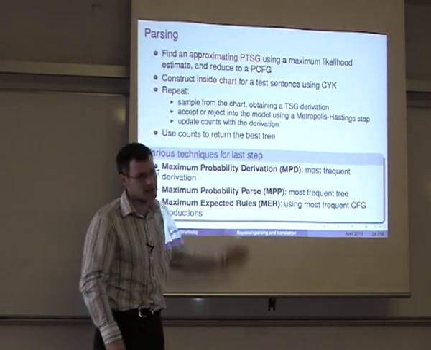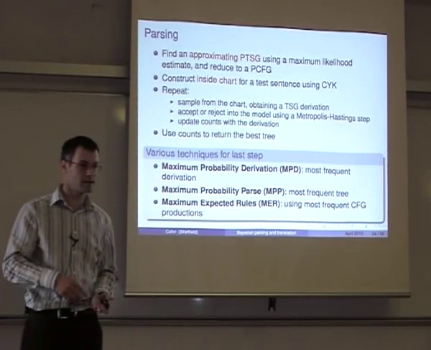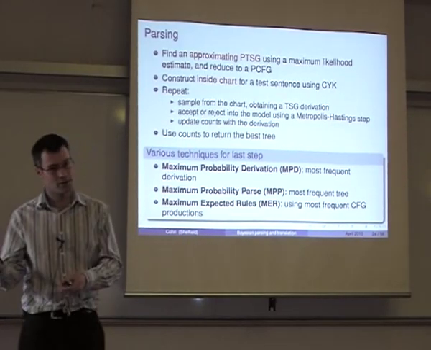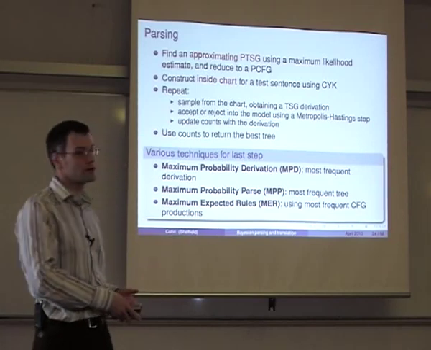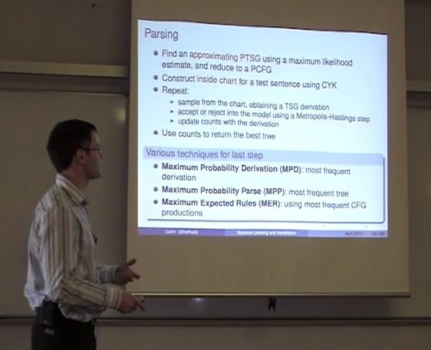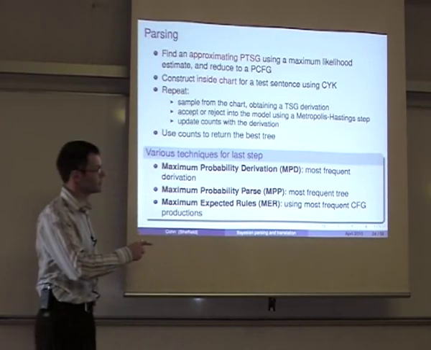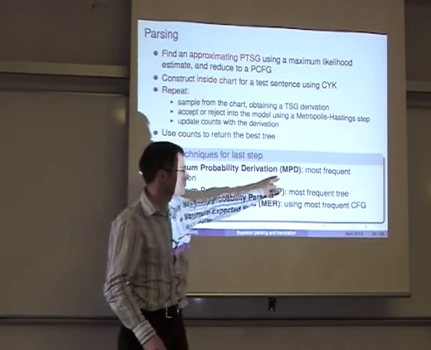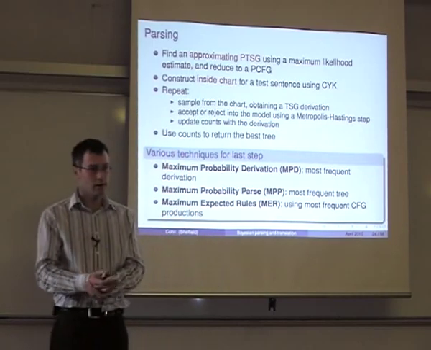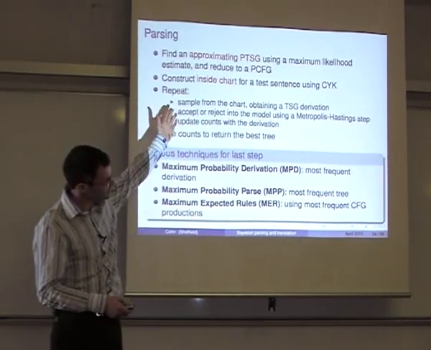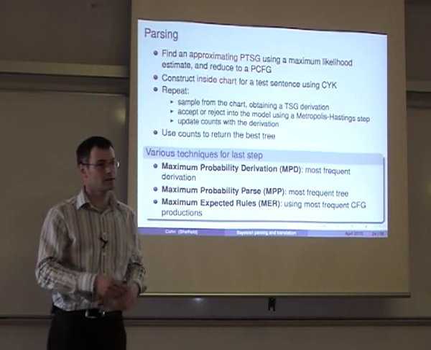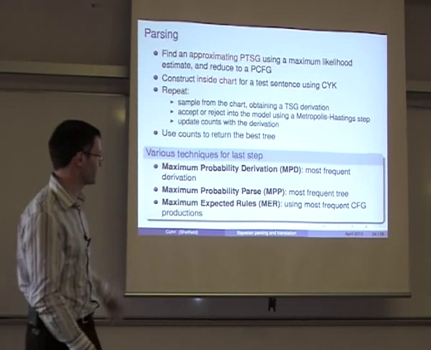So we get a whole lot of counts. In fact, for every test sentence, we do this 1,000 times. We get 1,000 trees. We collect statistics over those trees, and we use those statistics in order to come up with the best tree. And we do this in a few different ways. One is just saying what is the most frequent thing that we saw. So we sample derivations. We count the derivations. Whichever one we saw most frequently is the one we're going to return.